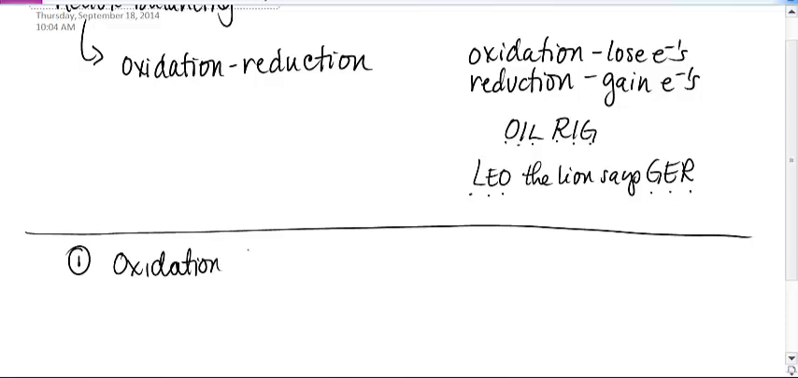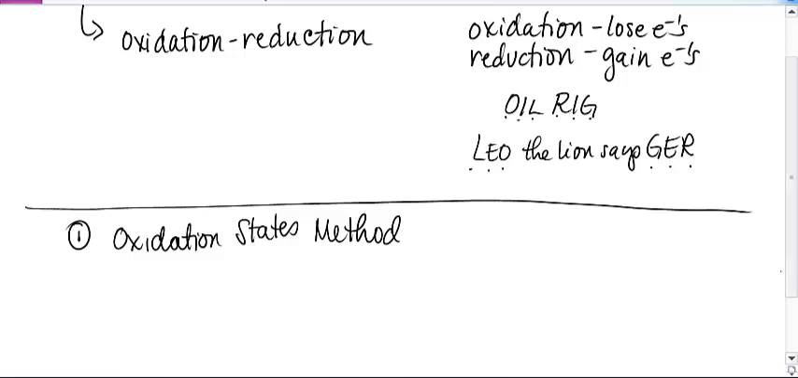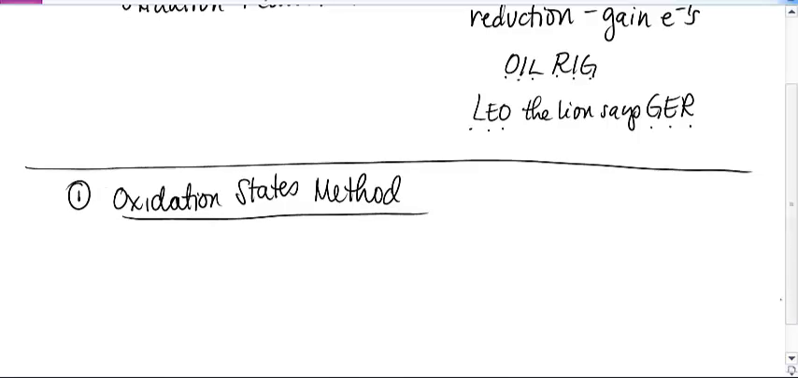Here's the first method: the oxidation states method. This is the first one that your reactions packet talks about, and I didn't have you read these pages in the book because your book does it differently than the way most of you learned it in Chem 1. The packet, however, does it just like most of you learned in Chem 1. This is the method they talk about on pages 69 and 70 in the reactions packet.